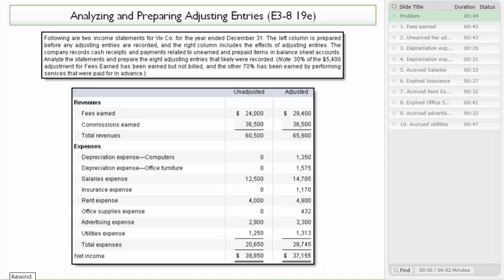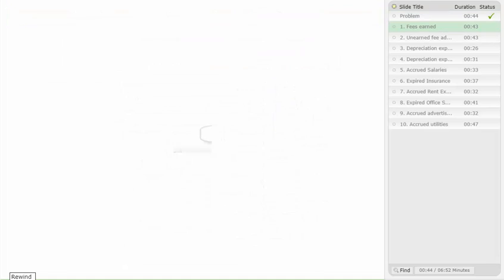And they tell us, note that 30% of the $5,400 adjustment for fees earned has been earned but not billed, and the other 70% has been earned by performing services that were paid for in advance.